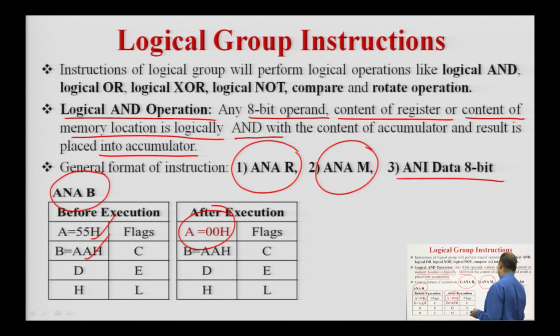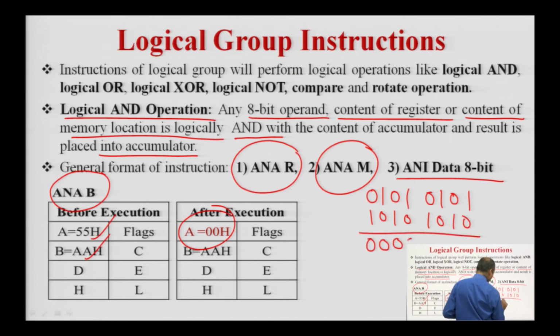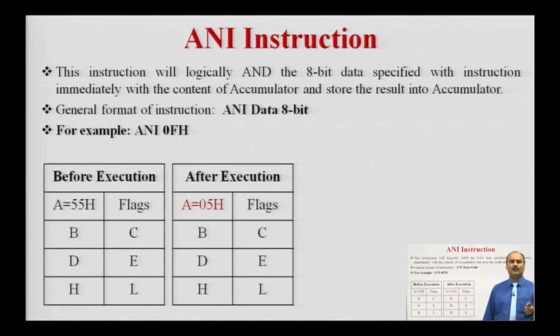Here if we AND logically, that is 0 1 0 1 0 1 0 1 with 1 0 1 0 1 0 1 0, definitely we get 0 0, which is stored back into the accumulator. So the accumulator is 00H. Since the result is 00, the zero flag is set to 1 to reflect the result of operation. Next is the ANI instruction.